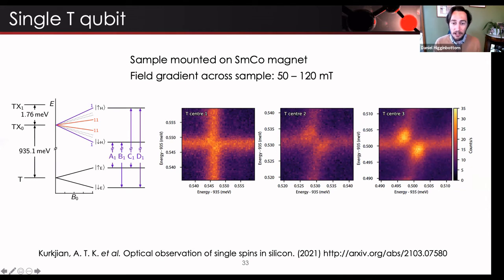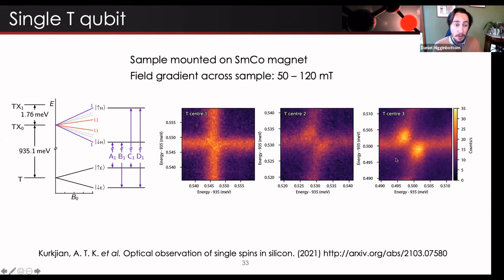Well, if we apply a small magnetic field to separate the electron spin qubit states of a T center, we can see two color resonances corresponding to the optical transitions between those two electron states and the split hole states shown here. When we look at an individual center scanning two laser energies, if there's no splitting, then we see basically no correlation. We see the same resonance irrespective of the position of the other laser.